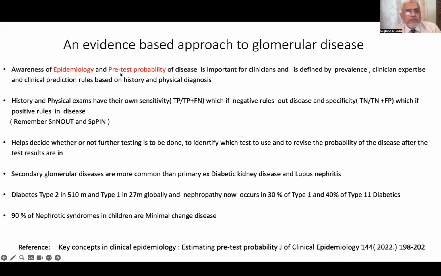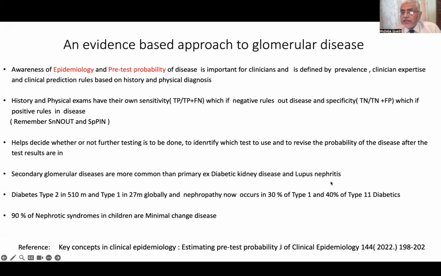How do we look at pretest probability of a particular diagnosis? Well, the prevalence is important. The clinical expertise and the clinical prediction rules based on history and physical diagnosis will determine the pretest probability. The history and physical examinations have their own sensitivity and specificity. And in terms of whether further testing needs to be done, one needs to have a probabilistic approach, which I will talk about soon. Secondary glomerular diseases are generally more common than primary.